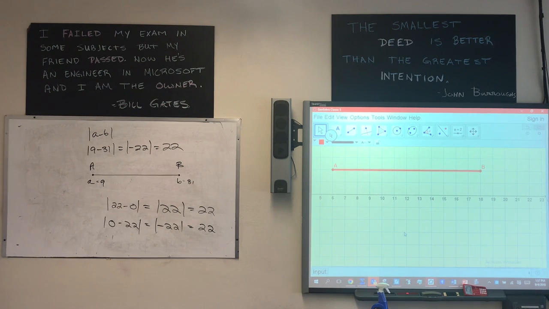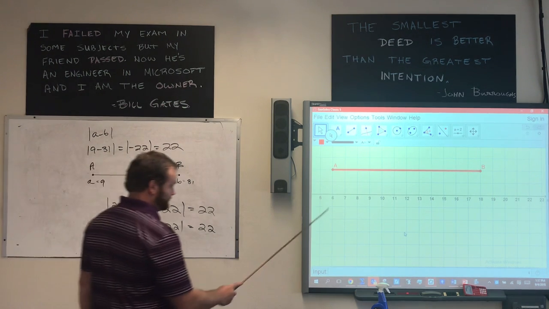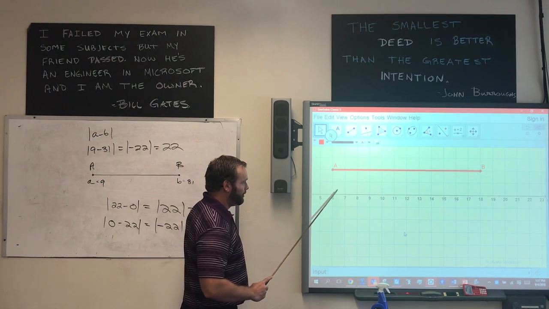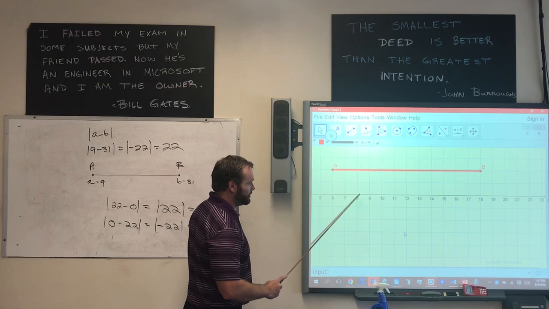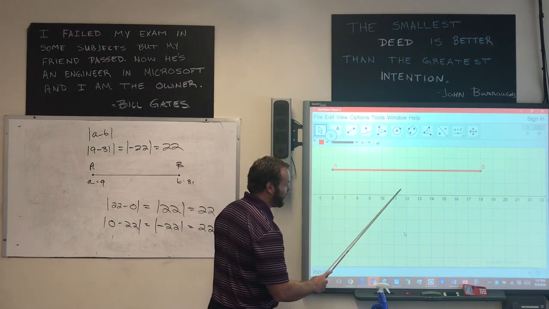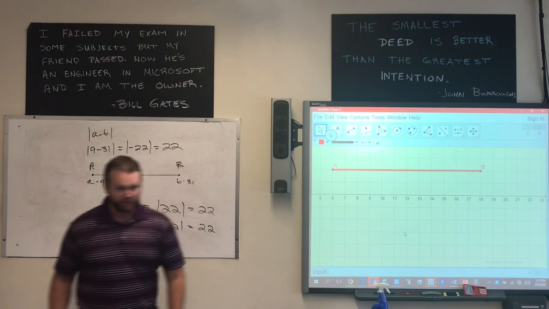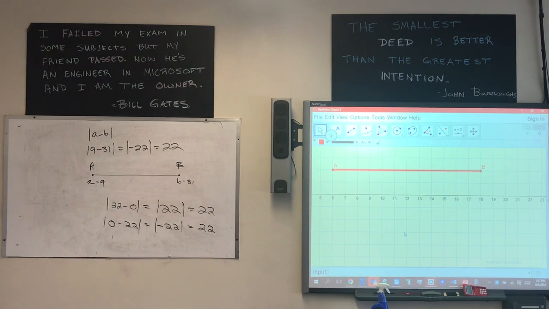So what a lot of people want to do is say, okay, and this only works because of these integers. Can I count from there to there: 1, 2, 3, 4, 5, 6, 7, 8, 9, 10, 11, 12. It took me 12 spaces to get from where I started to where I ended. And now I know the distance is 12, right?